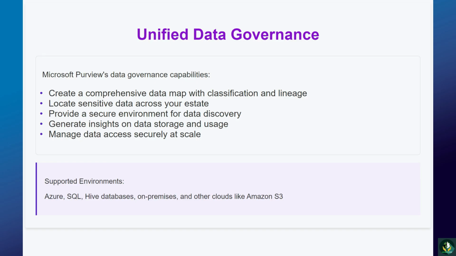This broad coverage ensures that organizations can maintain consistent governance practices across their entire data estate. A key feature of Microsoft Purview's unified data governance is its ability to create an up-to-date map of your entire data estate. This map includes comprehensive data classification and end-to-end lineage information. Such a holistic view is invaluable for understanding the relationships between different data assets and tracking how data flows through your organization.